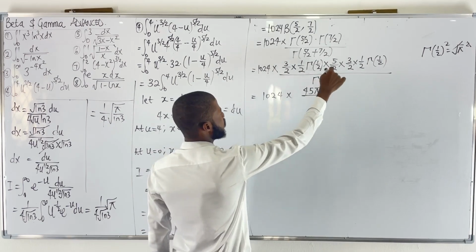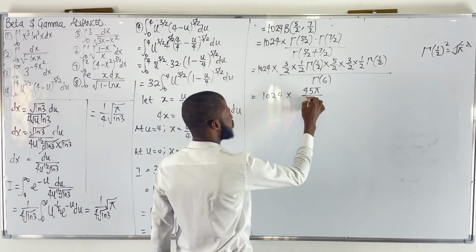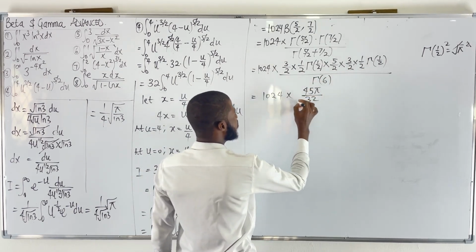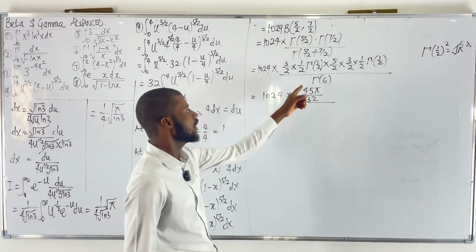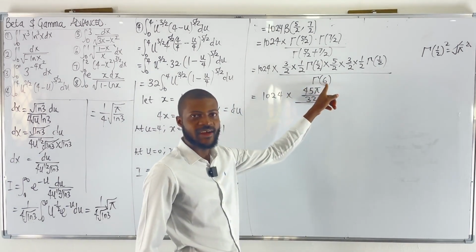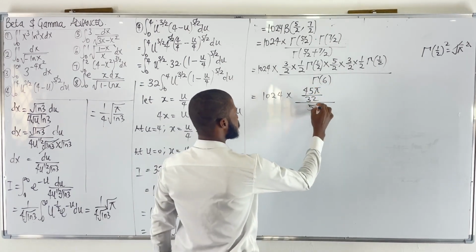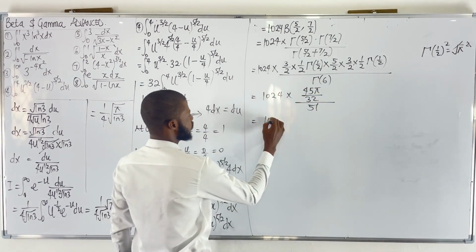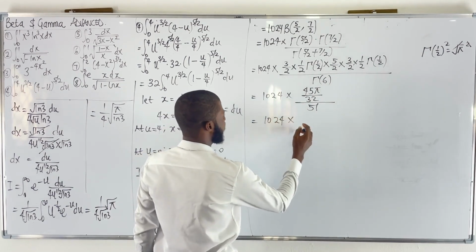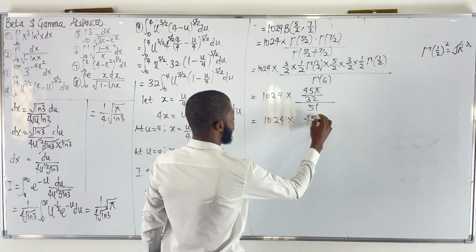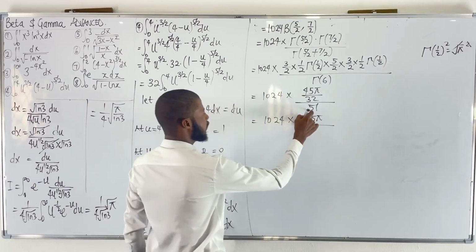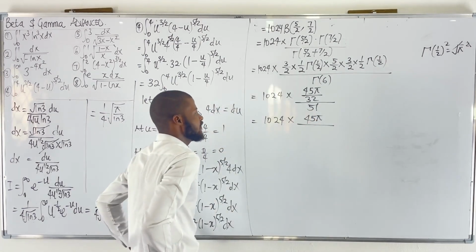This is 1, 2, 3, 4, 5. So that's 32 when you multiply. Divided by, now the gamma of 6 is 5 factorial. Gamma of 6 is 5 factorial. Okay, so this is 1024 times 45 pi divided by 5 factorial.